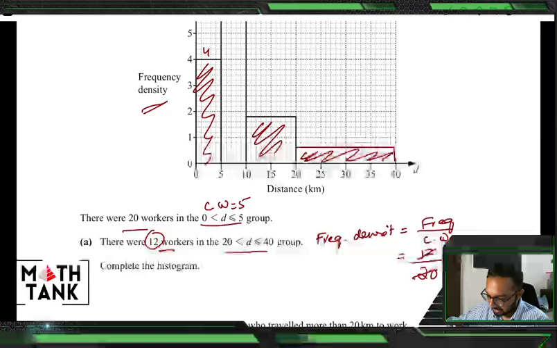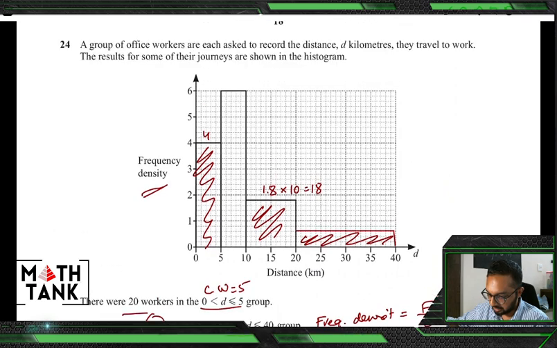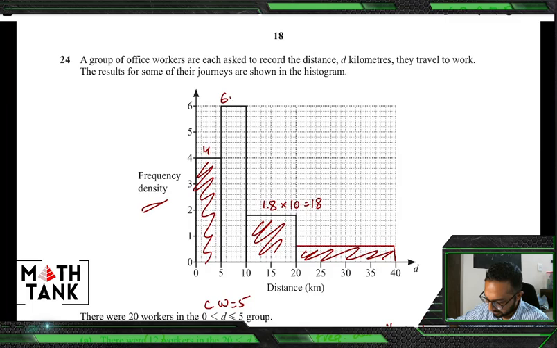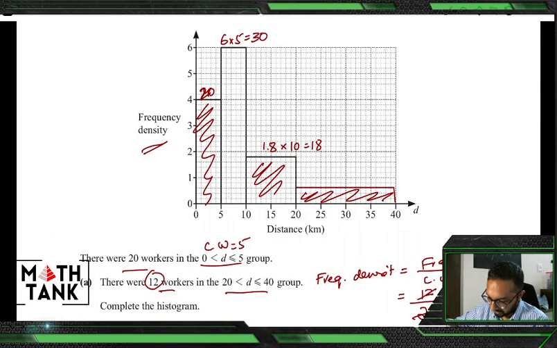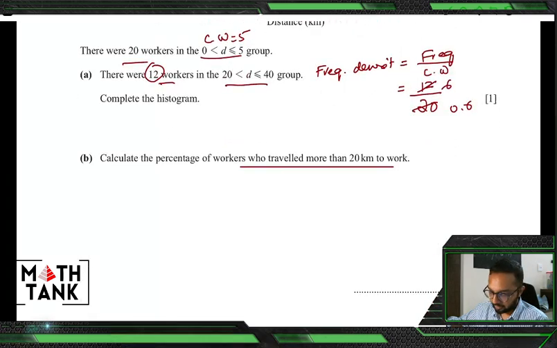So I will have to calculate this. The frequency density is 1.8 and it had a class width of 10, so that's a total of 18 people here. And this one had a frequency density of 6 and a class width of 5, so that's 30 here. So how many people do I have? There were 20 people here, 30 people here, 12 people here. So 12 and 18 make a total of 30. 30 and 30 is 60. 60 plus 20 is 80. So I had a total of 80 people in this entire survey.